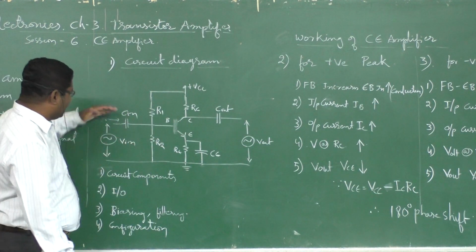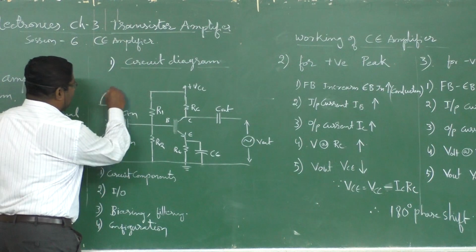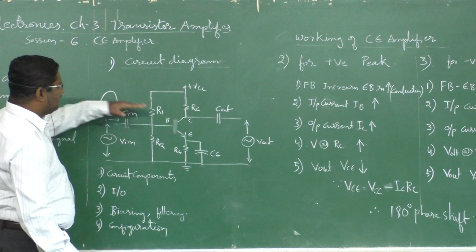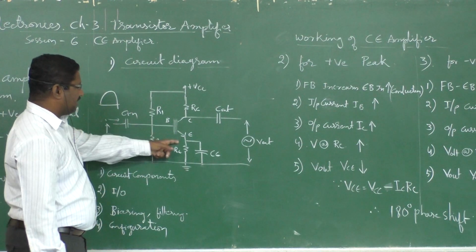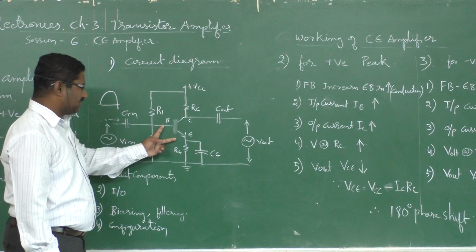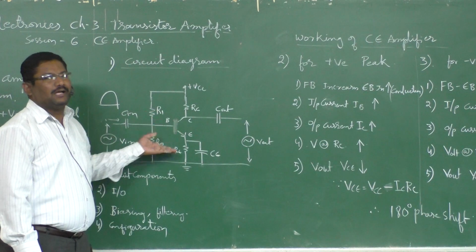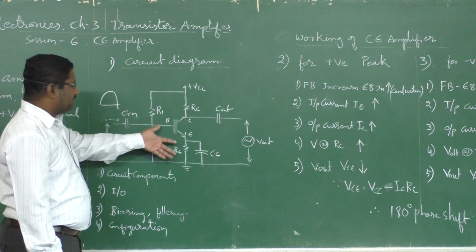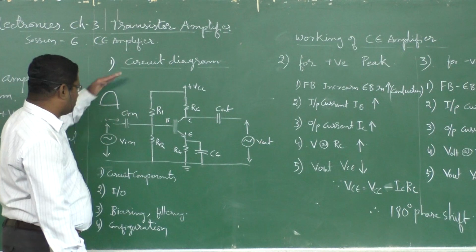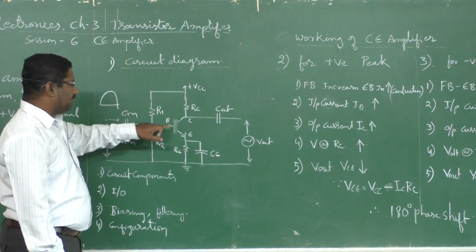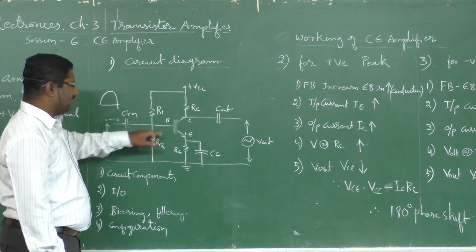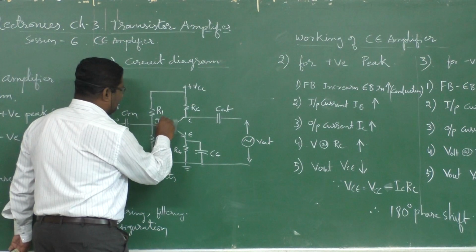When we apply the positive peak here, the emitter base junction, the input junction, is forward biased. This forward bias will enhance the conduction, so conduction will increase during the positive going signal. When this increases, consequently the input current IB will increase.